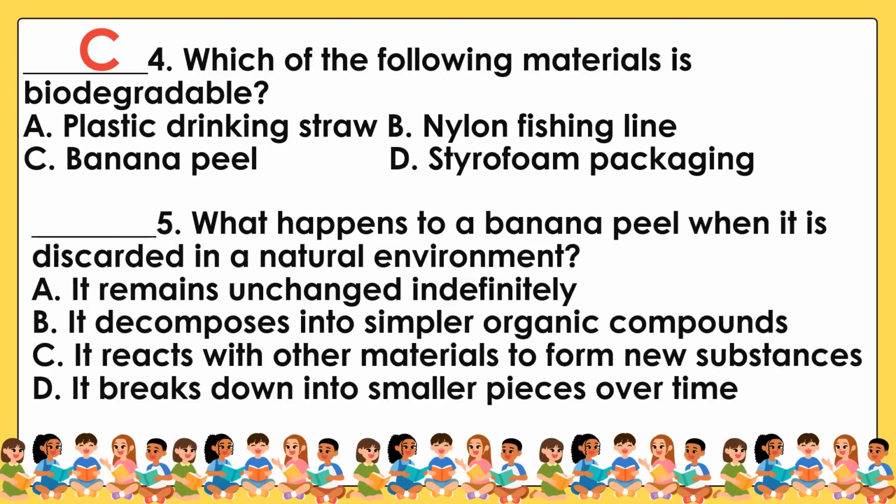Number 5. What happens to a banana peel when it is discarded in a natural environment? A. It remains unchanged indefinitely. B. It decomposes into simpler organic compounds. C. It reacts with other materials to form new substances. Or D. It breaks down into smaller pieces over time. The correct answer is letter B. It decomposes into simpler organic compounds.